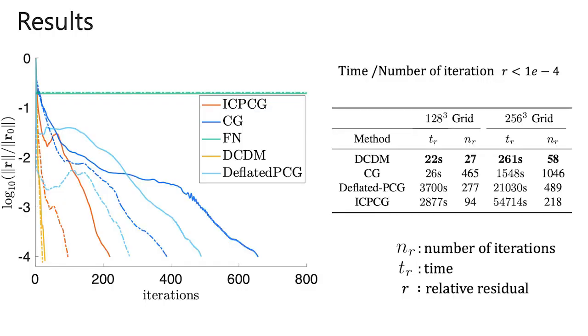On the left, we present residual plots with CG, ICPCG, deflated PCG, FluidNet, and DCDM at frame 150 for the smoke-passing bunny example. Dashed and solid lines represent results for 128 cubed and 256 cubed grids respectively. DCDM reduces the residual in significantly fewer iterations. In the right table, we report convergence statistics for DCDM compared to the standard iterative techniques CG and deflated PCG. For both 128 cubed and 256 cubed grids with the smoke-passing bunny example, we measure the time and the number of iterations required to reduce the initial residual of a particular time step of the simulation by 4 orders of magnitude. DCDM offers significant speedups, particularly at high resolution.